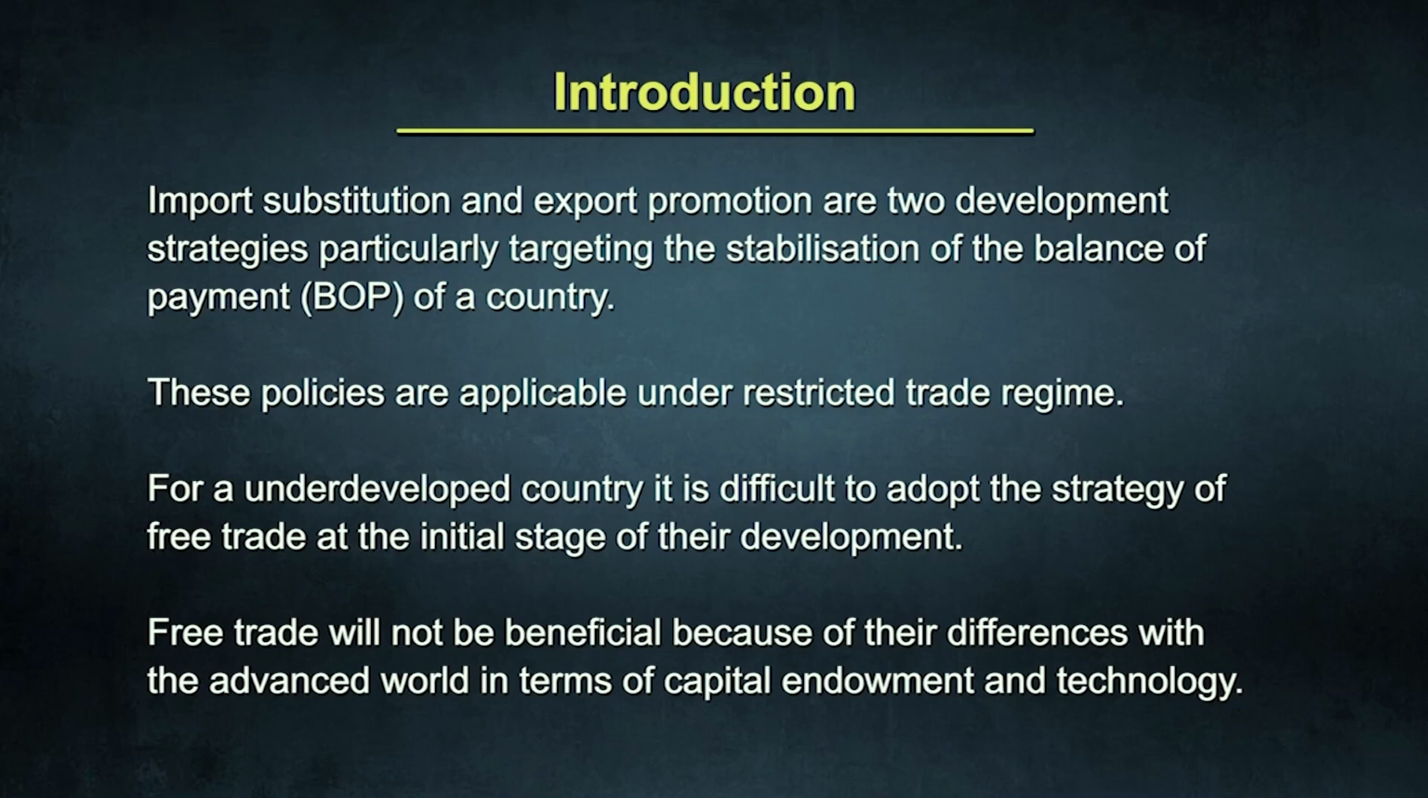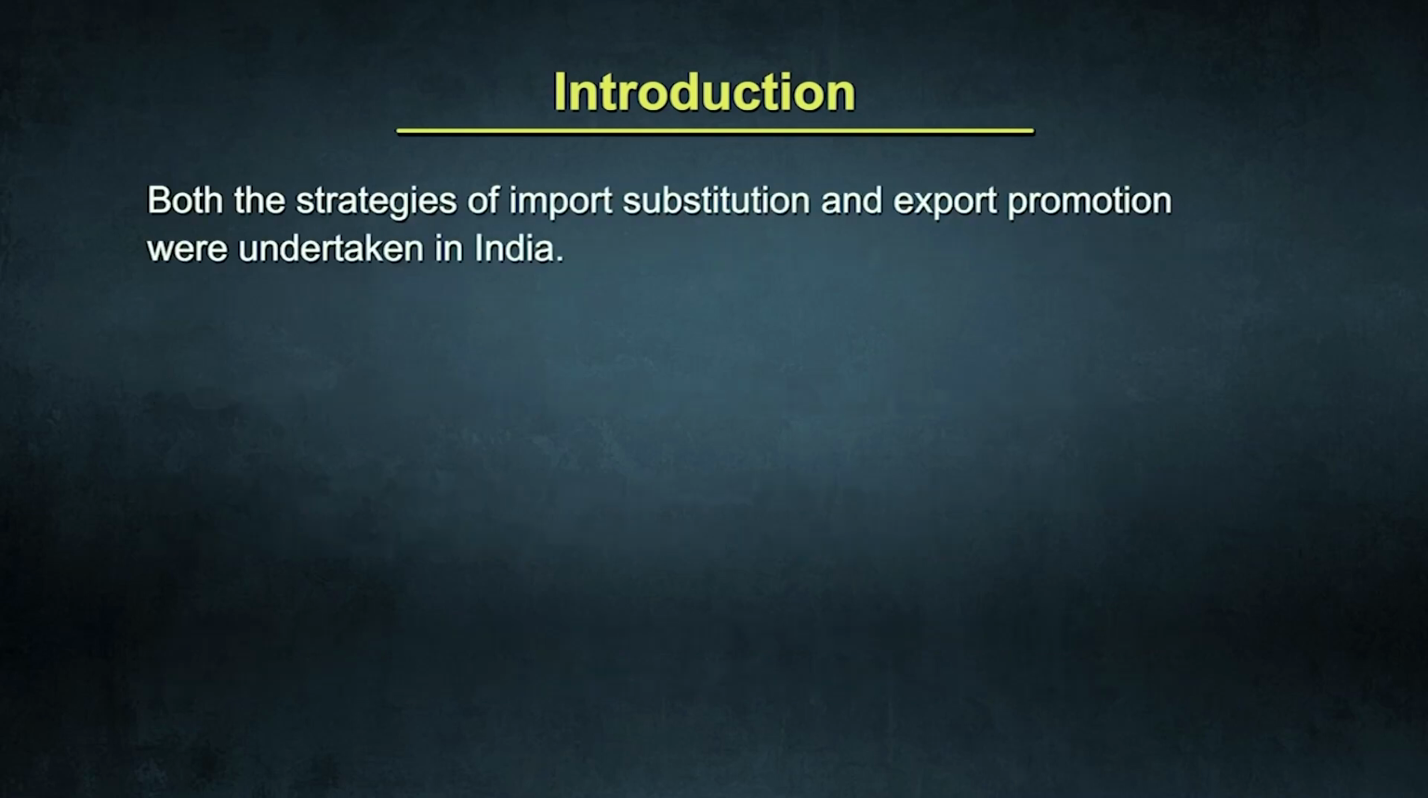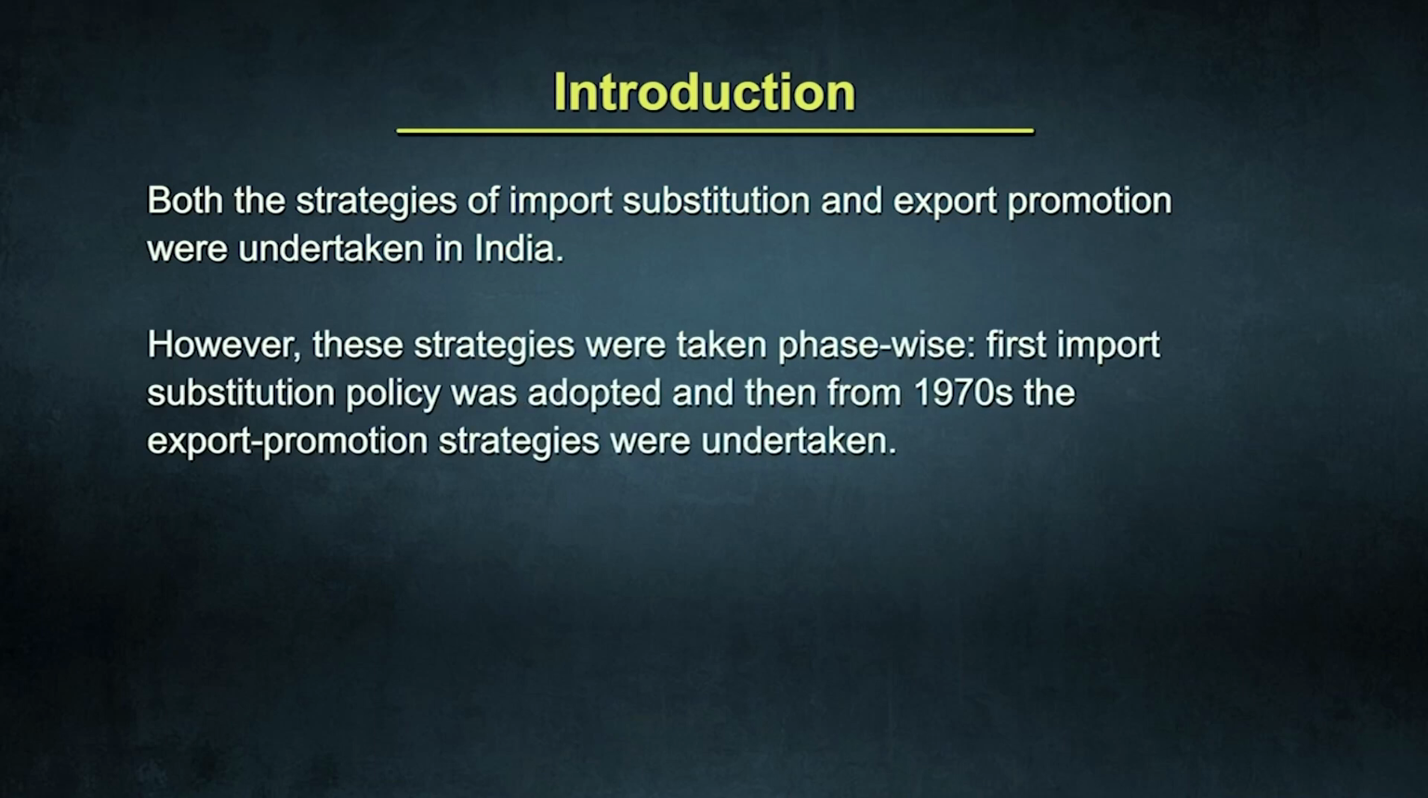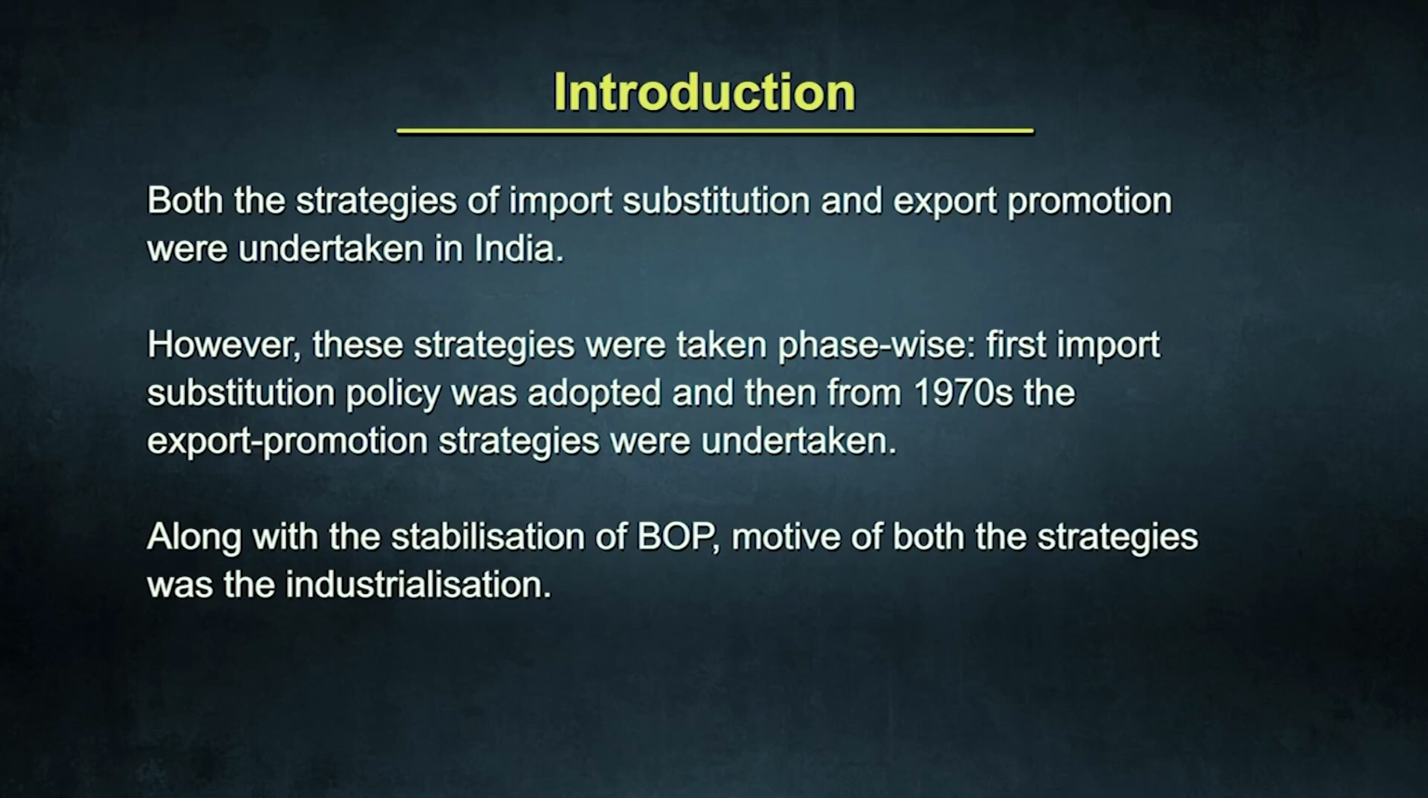For India also, both these strategies, import substitution and export promotion, were adopted during its pre-reform era. India adopted these two strategies in a phase-wise manner. Firstly, it adopted import substitution. Then from the 1970s, it started to emphasize export promotion strategies. Along with the stabilization of BOP, the important motive behind these two strategies was industrialization.